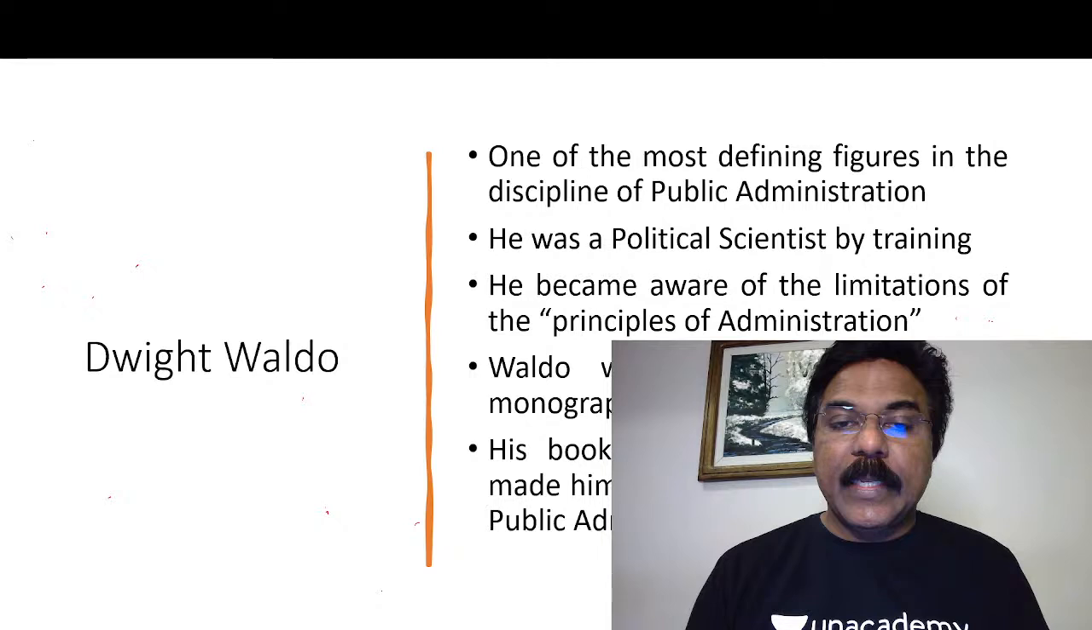His other publications include, so one was The Administrative State, the most important thing which we need to read also. The Study of Public Administration, 1955. The Novelist on Organization and Administration in 1963. Public Administration in a Time of Turbulence, 1971. What is 1971? US, Vietnam War and all those things. The country was going through a hell of a lot of problems. The Enterprise of Public Administration, 1980. Bureaucracy and Democracy, a Strained Relationship, 1999.